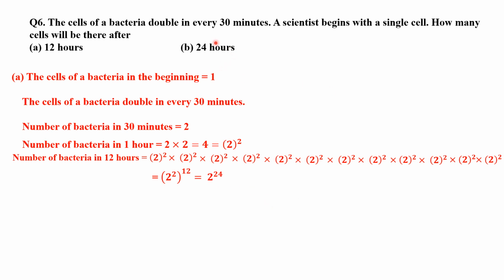Now to find the number of bacteria in 24 hours, we are going to follow the same pattern. If it is 12 hours, 2 squared is having a power of 12. Now if you have to find for 24 hours, then 2 squared will have a power of 24, and 2 into 24 is 48. So the number of bacteria in 24 hours will be 2 to the power 48.